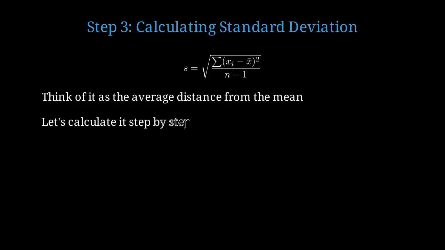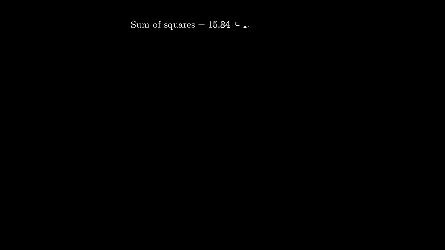Let's calculate it step by step for our data. First data point, 5.2 minus 9.18 squared equals 15.84. Second point, 7.1 minus 9.18 squared equals 4.33. If we continue this for all 5 points and add them up, we get 34.16.